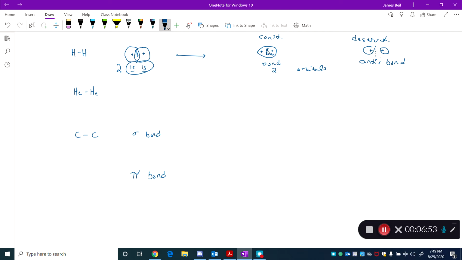But since there are electrons in the bonding molecular orbital and there's no electrons in the anti-bonding molecular orbital, the unstable nature of the anti-bonding molecular orbital doesn't really affect the molecule or make it unstable.